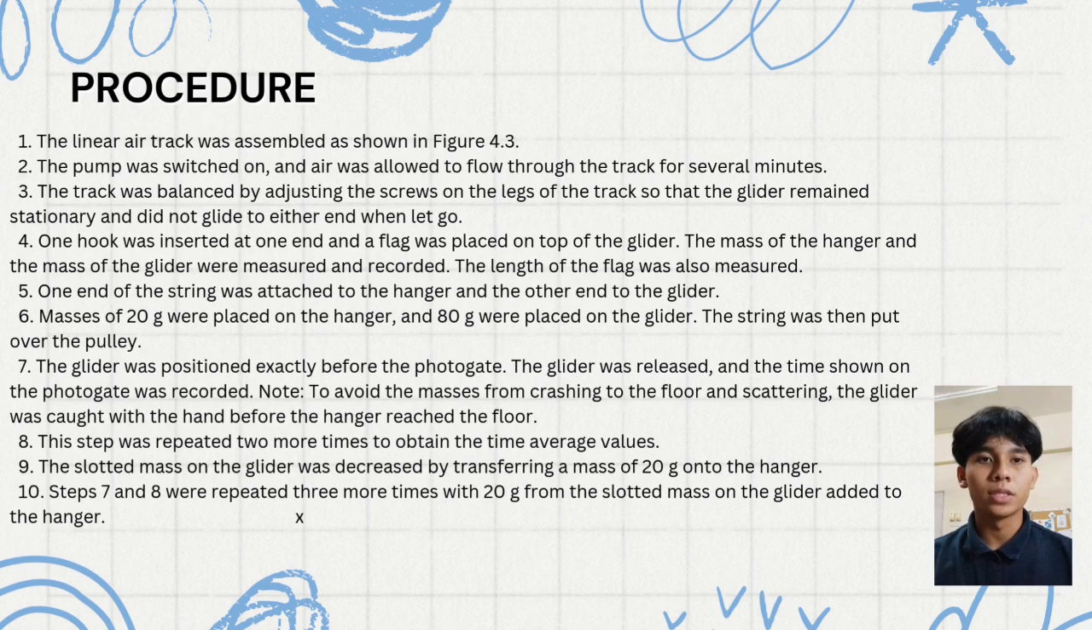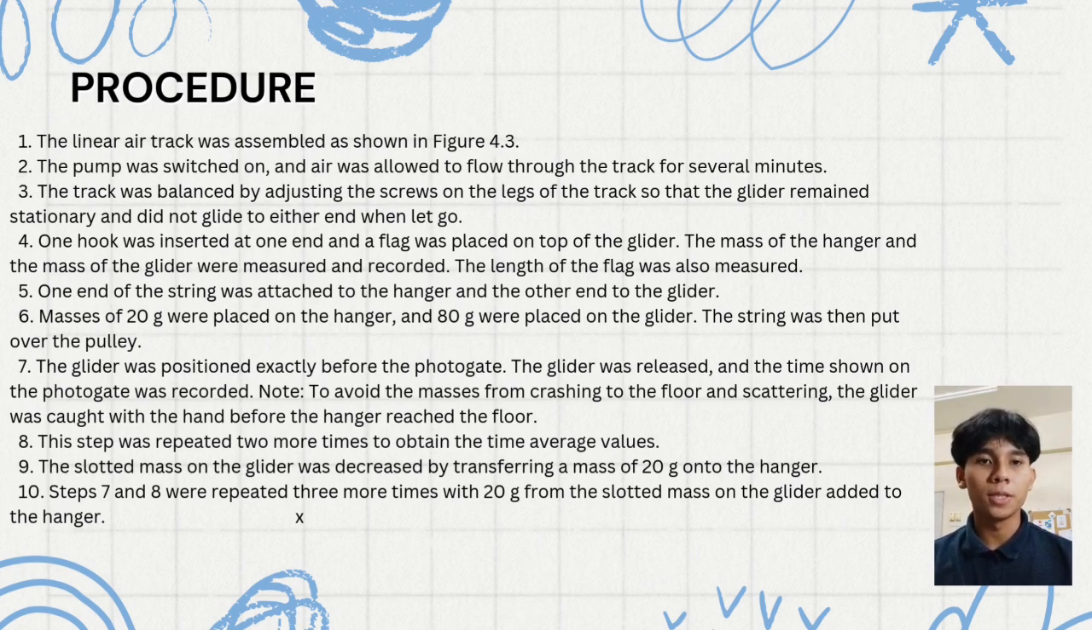After that, make sure that one end of the string was attached to the hanger and the other end to the glider. Mass of 20 grams must be placed on the hanger and another 80 grams were placed on the glider. The string was then put over the pulley. Next, make sure the glider was positioned exactly before the photo gate. Release the glider and record the time shown on the photo gate.